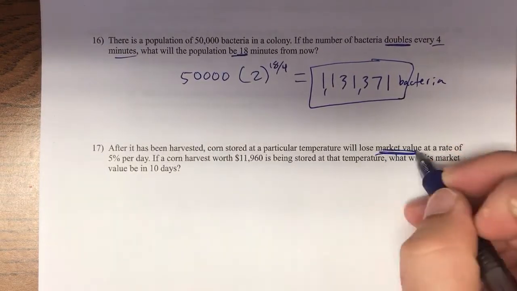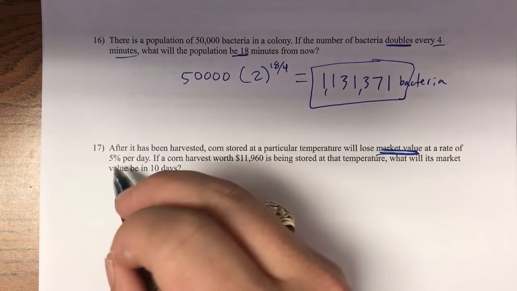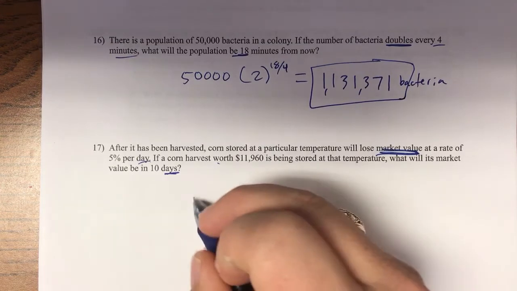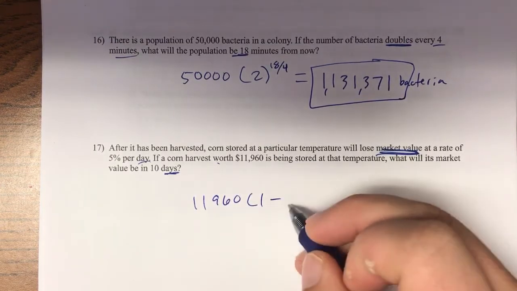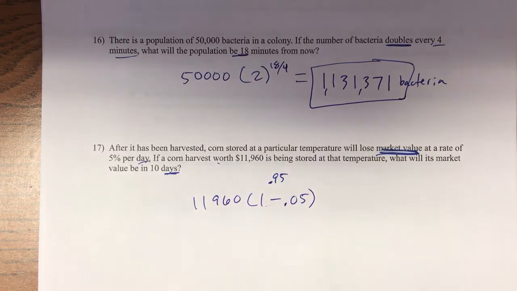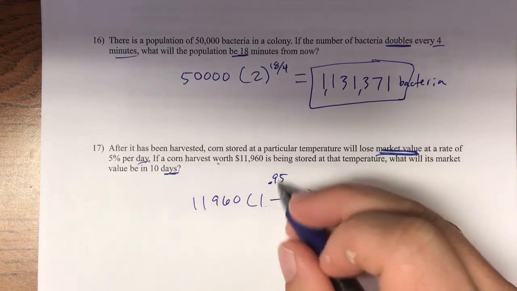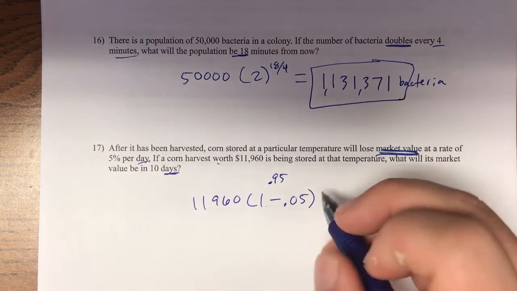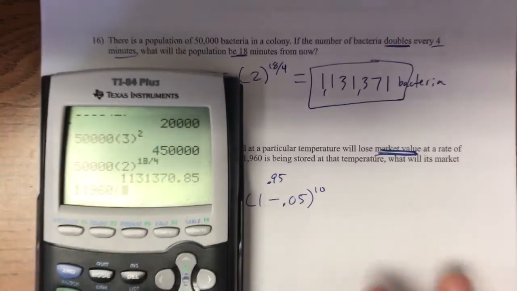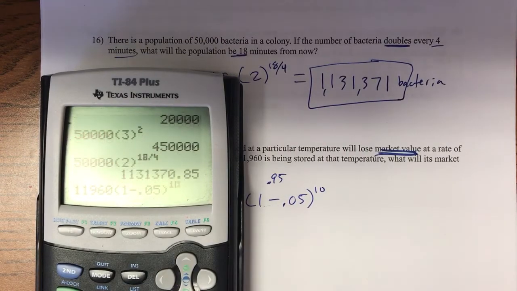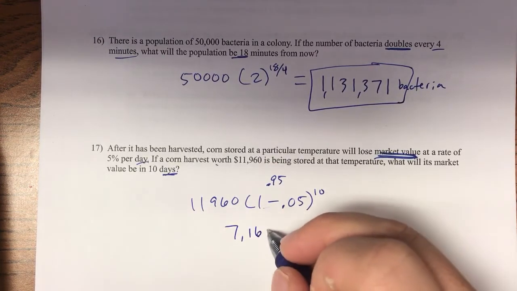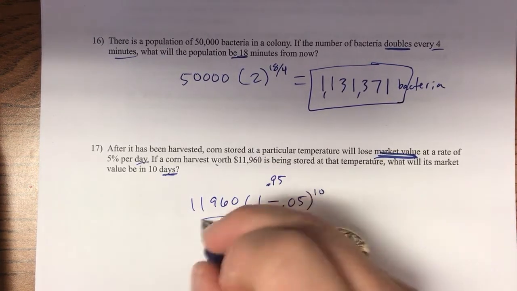And so this one loses market value. That means we're going to be subtracting 5% per day. And so this is constant on units right here. It originally was worth 11,960. We're going to be subtracting 5% per day, which subtracting 5% means the same thing as keeping 95%, because a full percent is 100. So you can put in either one of these into the parentheses, and we'll raise it to the 10th power. And so 11,960 times 1 minus 0.05 raised to the 10th power means that the corn is worth $7,160.89 after 10 days.